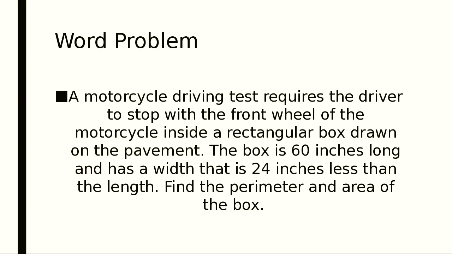All right, so now we're going to get into a word problem. A motorcycle driving test requires the driver to stop with the front wheel of the motorcycle inside a rectangular box drawn on the pavement. The box is 60 inches long and has a width that is 24 inches less than the length. Find the perimeter and area of the box.